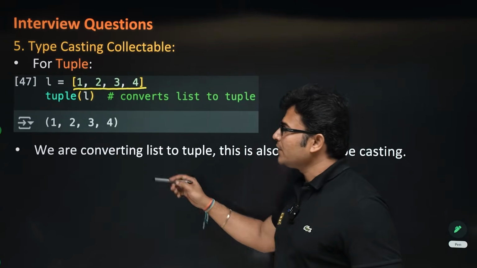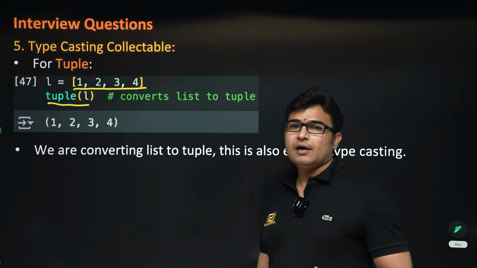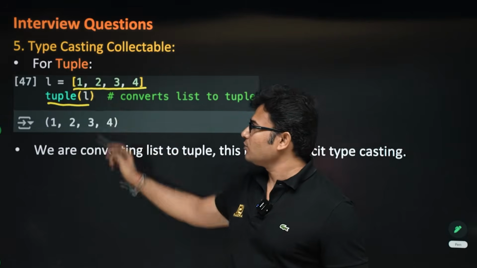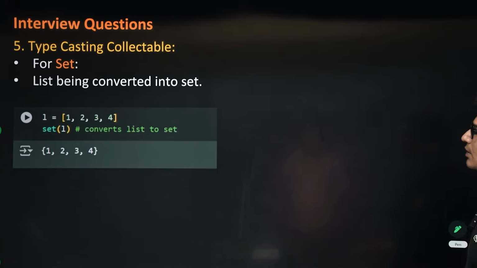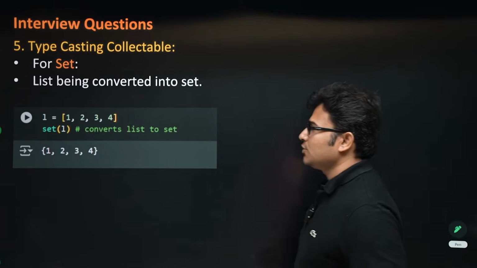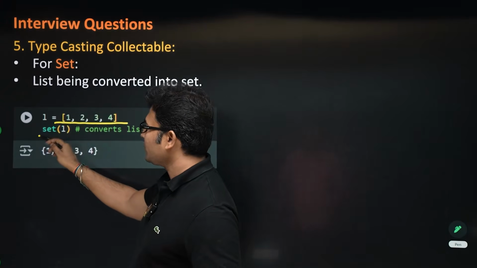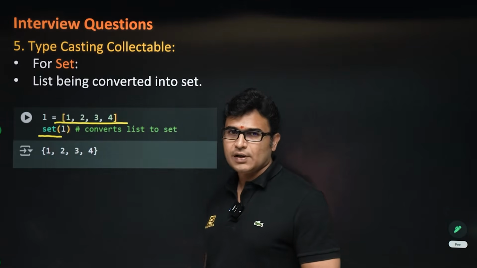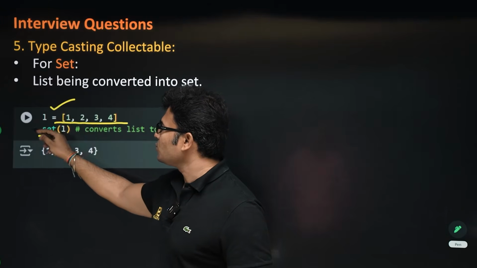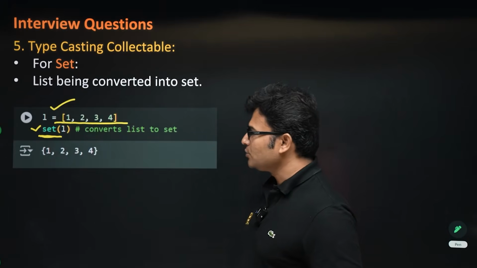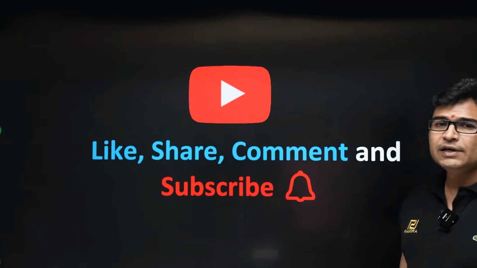Now a list can be converted into a tuple by using explicit typecasting, right? So tuple of L means we are converting the list into a tuple. Similarly we can do the same for set also, right? For example, if L is a list and you want to convert it into a set, you can use the function set. Then it will be converted. So these are the popular built-in functions, right?